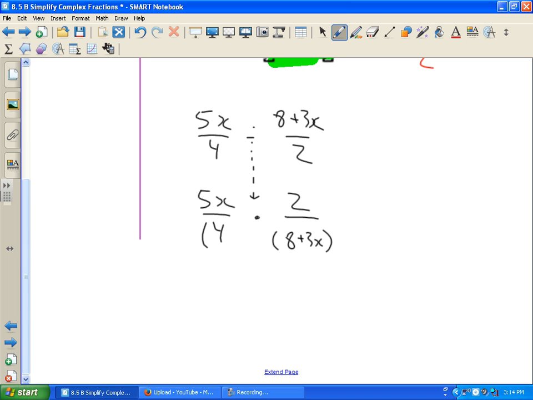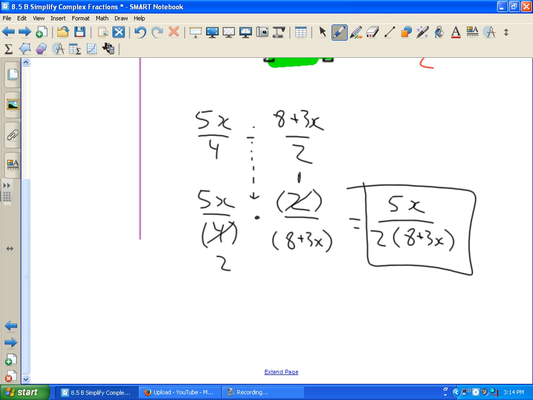Mr. Wood, this looks like something we did before. It is like something we did before. Reduce. 2 goes into 2 once. 2 goes into 4 twice. Nothing else will simplify and reduce. So this answer will be 5x times 1 up top. And on the bottom I have 2 times 8 plus 3x. Okay? And that's really what we're doing.